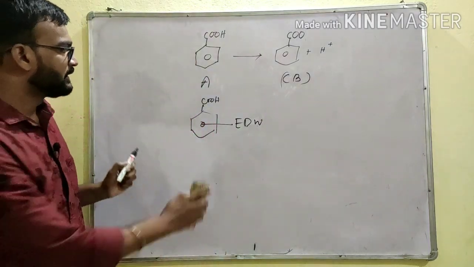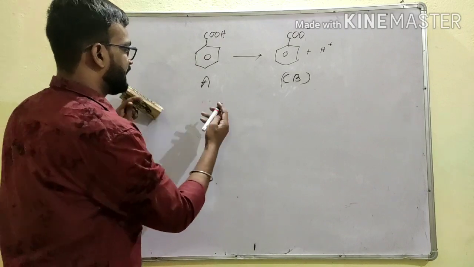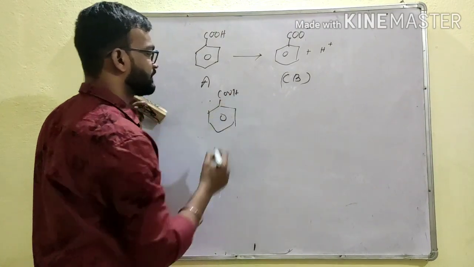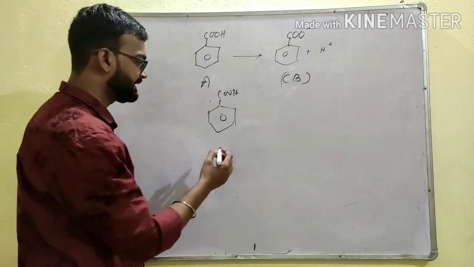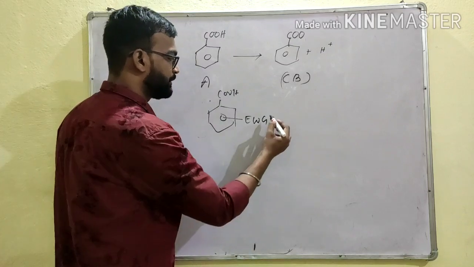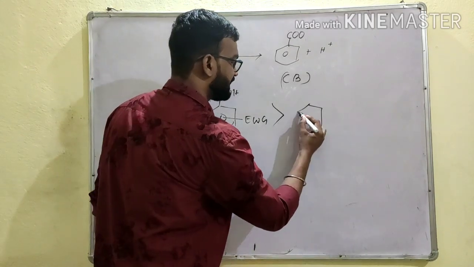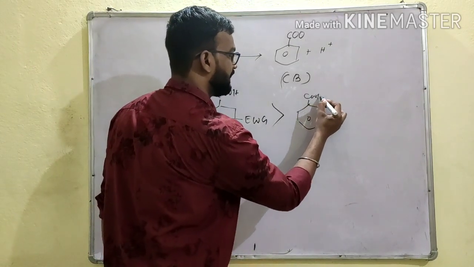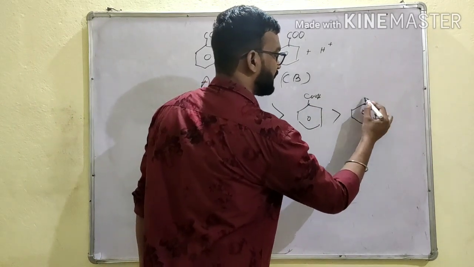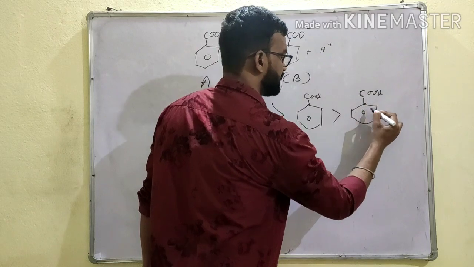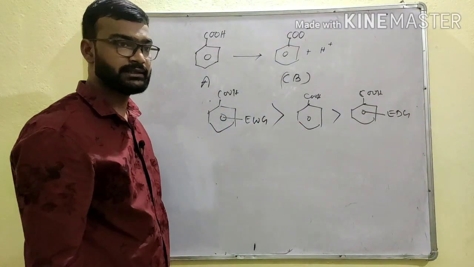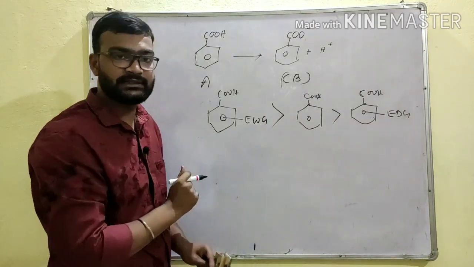That means if I have this benzoic acid and I attach an electron withdrawing group, that will be more acidic than normal benzoic acid, and this will be less acidic when we attach an electron donating group, right? So this is the scenario of the acidity.